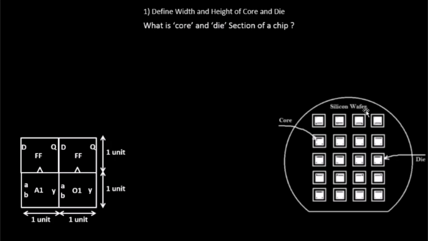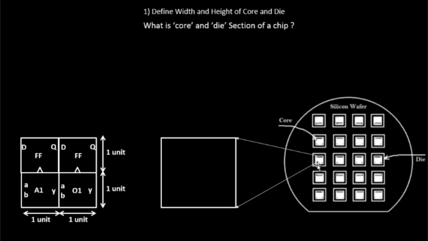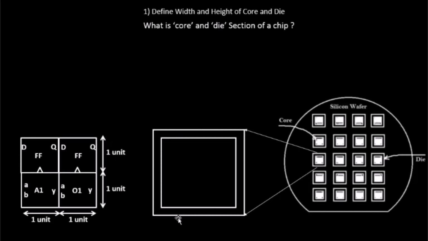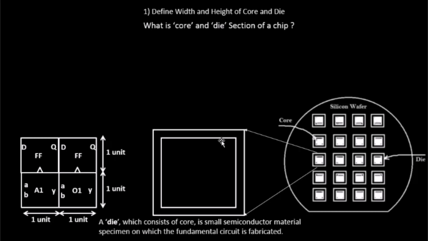section of a chip. For example, this is your silicon wafer on which you implement all of your logic. This section is referred to as your die, and inside the die you have this core. This is the core section where you place the fundamental logic, and this is the die section, which encapsulates your core. This is the piece of area on which your circuit is built, so your circuit will not exceed this area. That's the point.